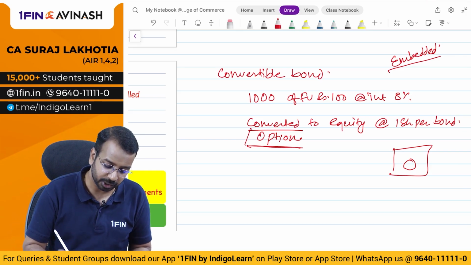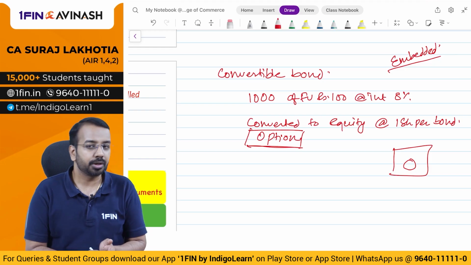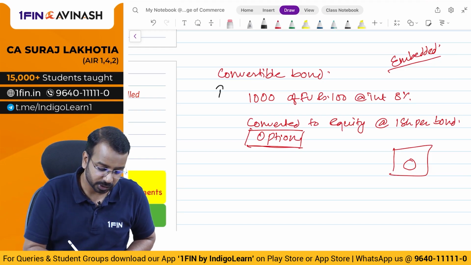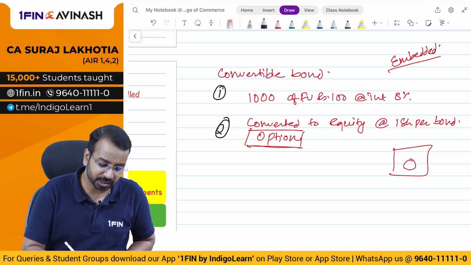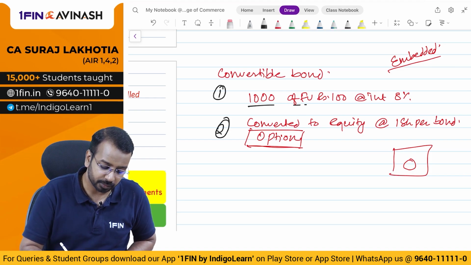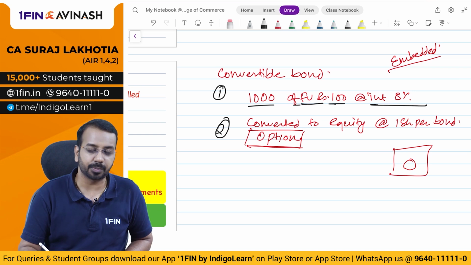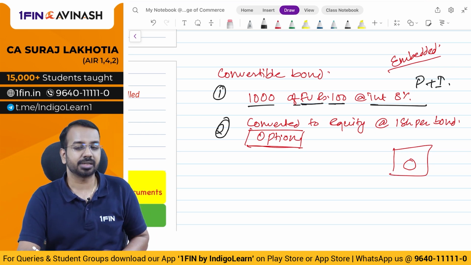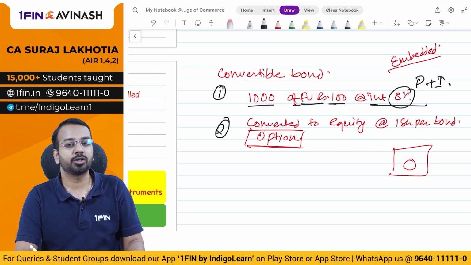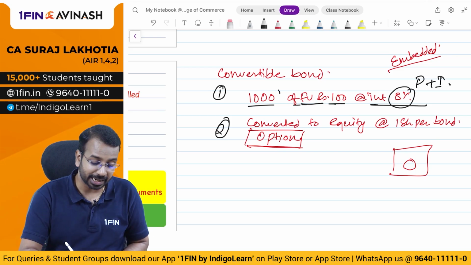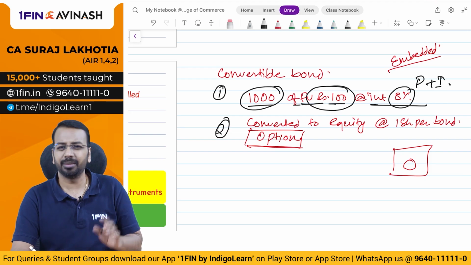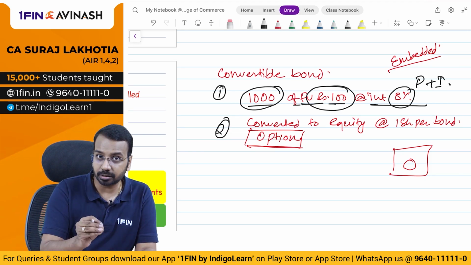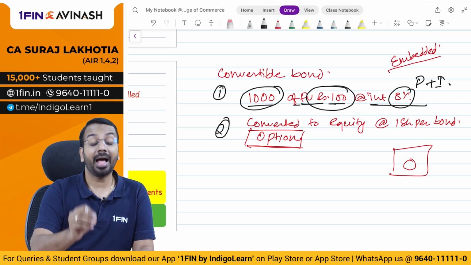So if there is an option to convert the debenture into equity shares, what happens here? There are two streams, stream 1 and stream 2. In the first stream, you have 1000 bonds of face value 100 and interest at 8%. So here there is an obligation to pay principal as well as interest. Every year interest at 8% should be paid, and not only that, at the end the face value must be redeemed, maybe at par or at premium, but there is a contractual obligation to deliver cash, by way of interest and principal.